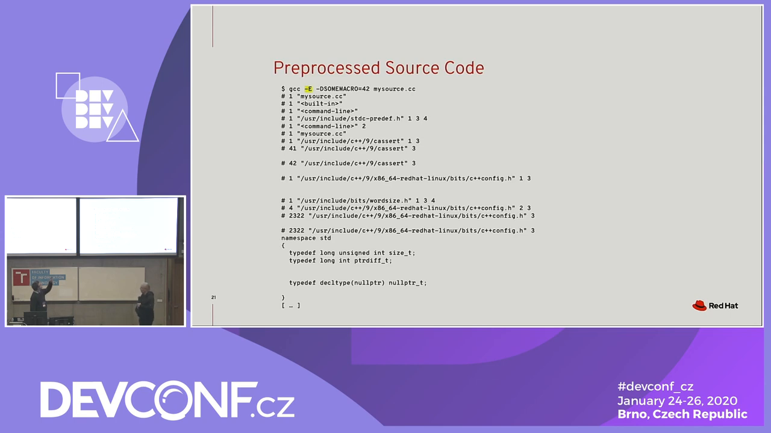The magic numbers in there, 1, 2, 3, 4, are about, one is that you are entering a new header, two is that you are leaving some header, and three is that the header is a system header, and four is about implicit extern C for C++ headers. Some headers are implicit extern C and others are not.